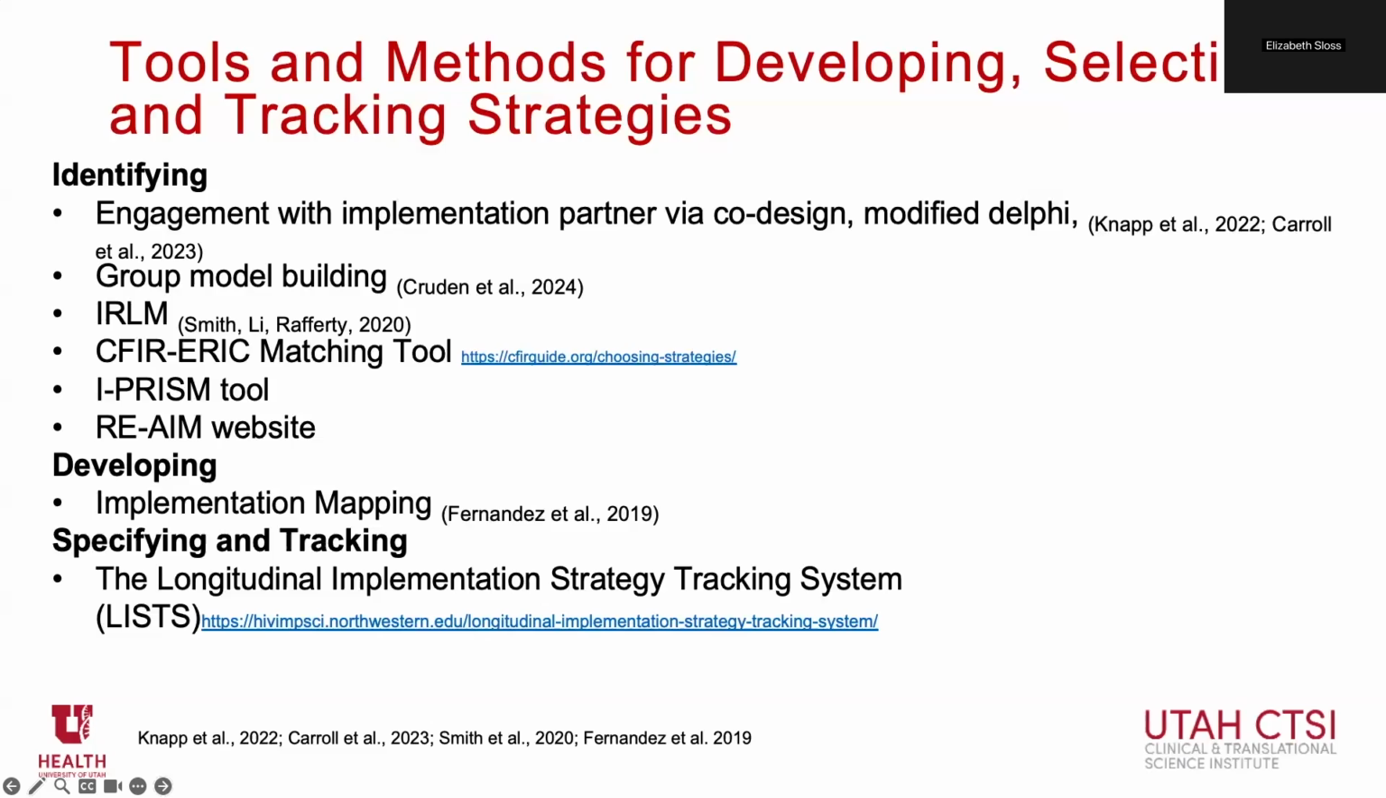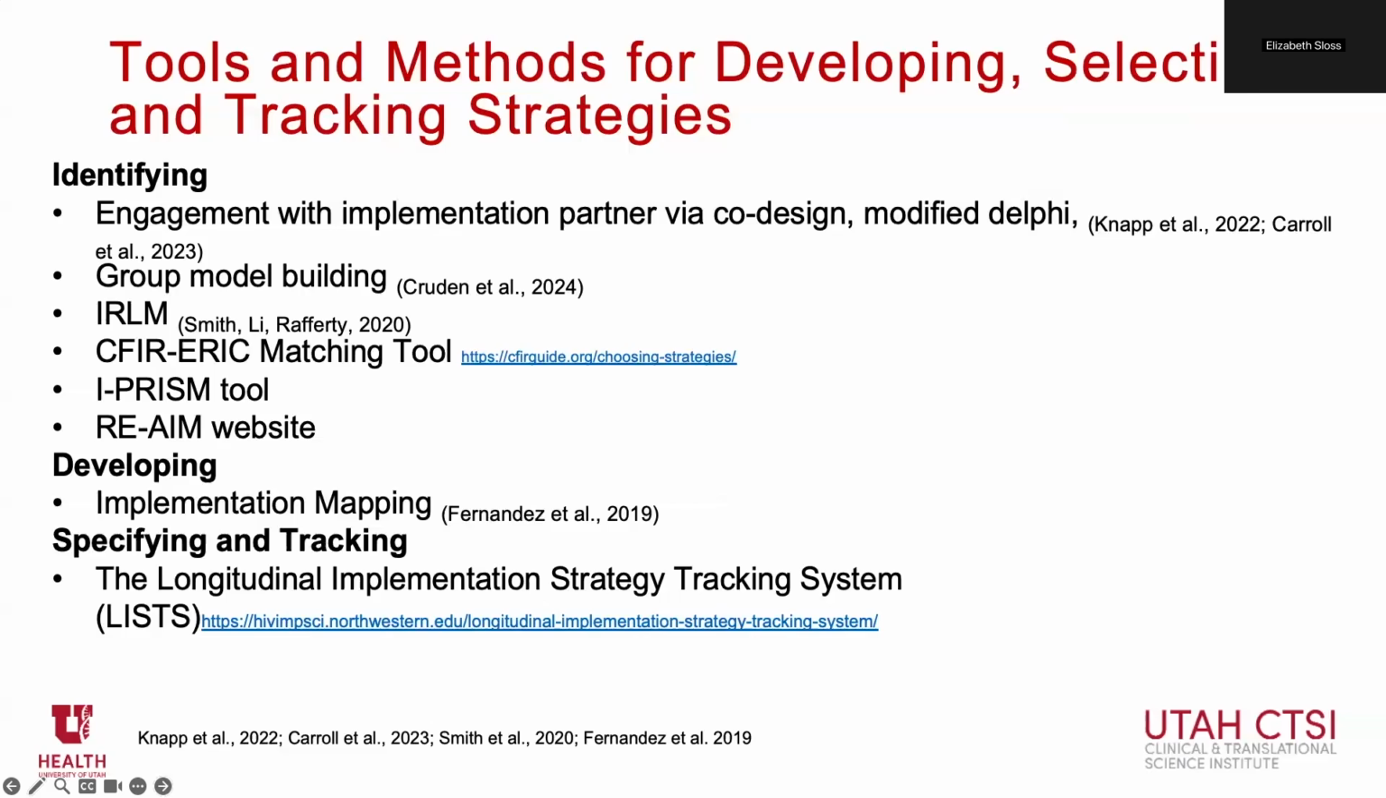It helps you map those onto which strategies from the ERIC taxonomy are the logical link for where you should start to look, in what constellation of strategies maps onto that barrier. And there's a link for that there. Paul is going to share the iPrism tool and some resources on the Reaim website. Not now, I think we'll get to those in a minute. Then there's another, so that's kind of all identifying.